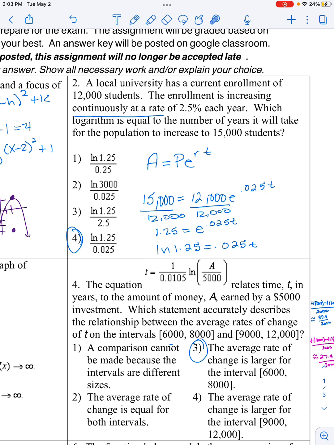So at this point, we're just going to solve for t. We're going to divide 12,000 on both sides. We get 1.25 is equal to e raised to the 0.025t. To get this t out to the front, we're going to ln both sides. Since we have the natural log, that cancels out, so we're left with 0.025t. And then if you divide by 0.025, that's what t is going to give you. It's going to be ln of 1.25 over 0.025. It's going to equal t.